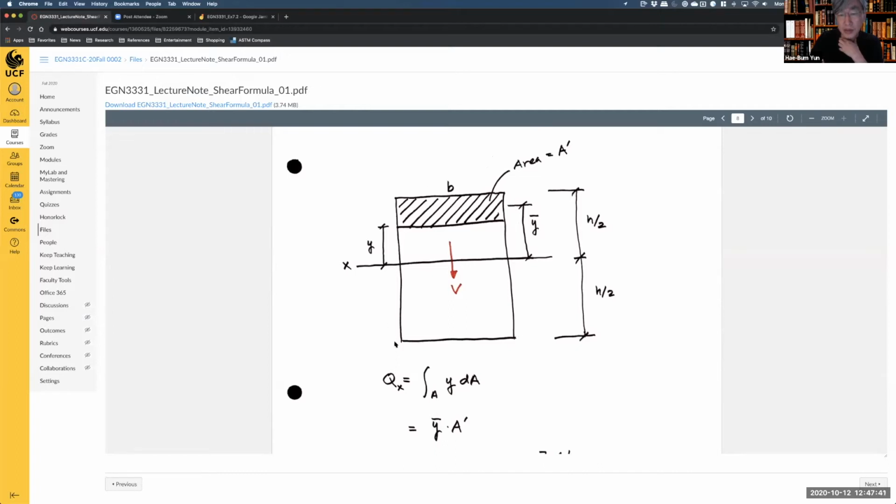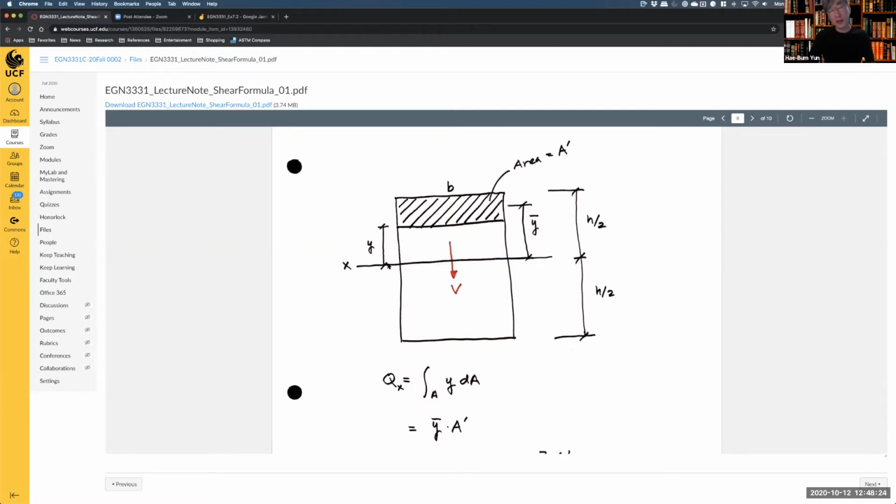We have a cross section here, and we picked a rectangular beam. So we have width B, height H, and of course the neutral axis is at the center, right? And the way that we calculate Q is we take a small element like this, which is the shaded area. I'm going to call this area A prime.